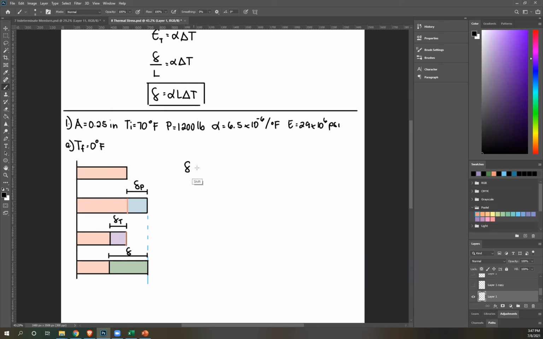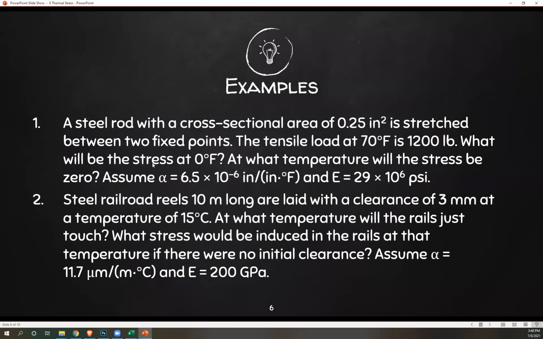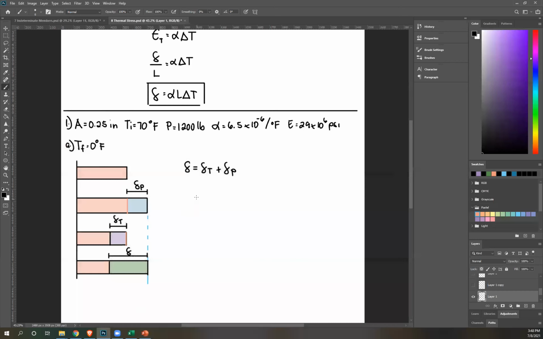So total deformation, temperature plus force. Okay. And then let's go back to what we're looking for in the problem. Stress at 0 degrees. So I'm going to use the equations for stress for this total deformation. Okay. So sigma L over E. Now this is what we're looking for, right? Total stress in the system.